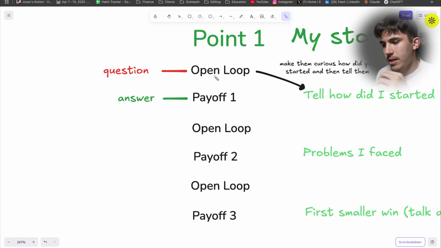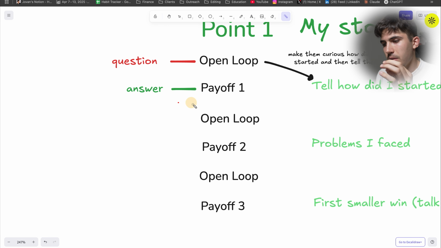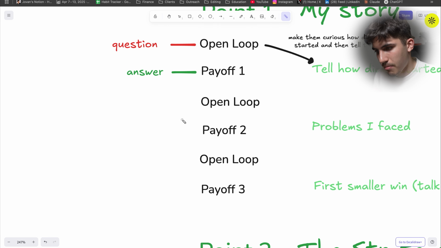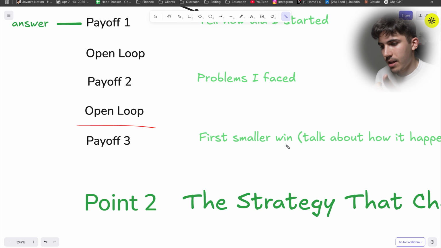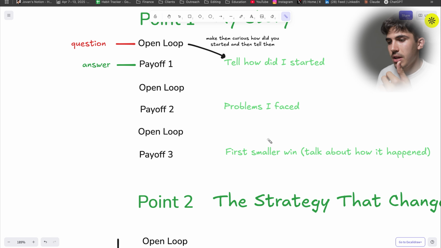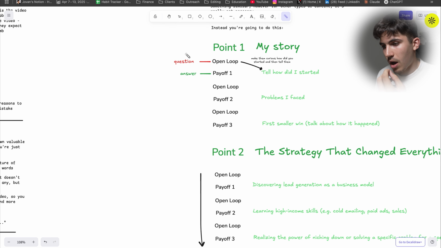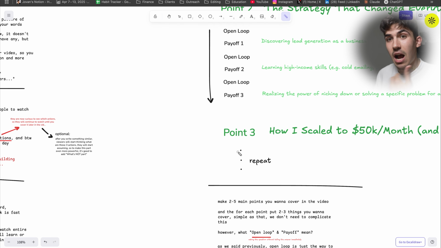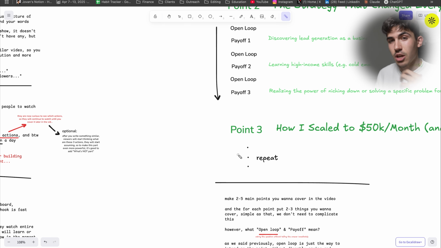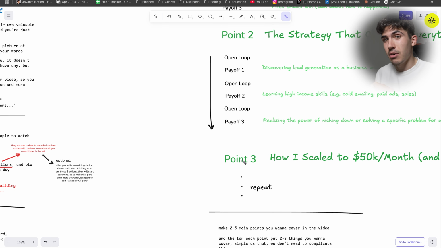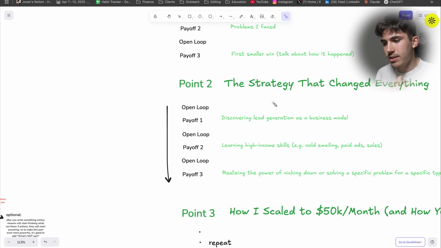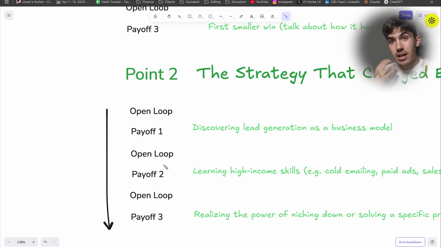So you make the open loop part, and then you give the answer. And again, open loop part, make them curious, and then you talk about problems. Open loop part again, then first smaller win. And if we implement this throughout the entire video, this is how we will keep people engaged and curious. And this is how they are going to watch the entire video, because every time we cover some point, we then start making them curious again for the next point, and again and again and again.